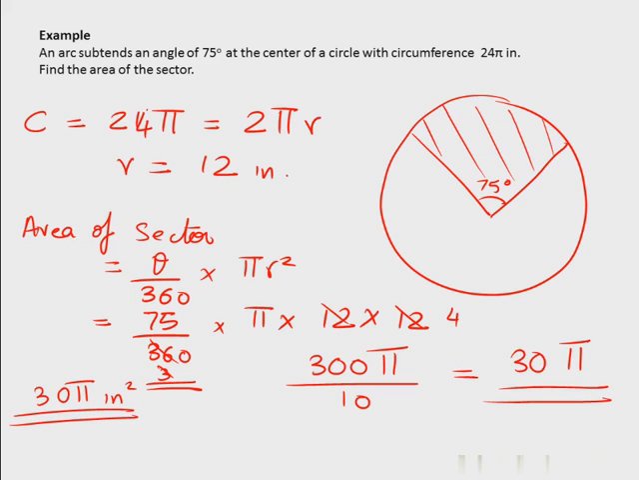Let's not forget the units. So this question was relatively easy. I used the circumference to pull out the radius. I used the angle theta to find whatever I needed to about the sector.